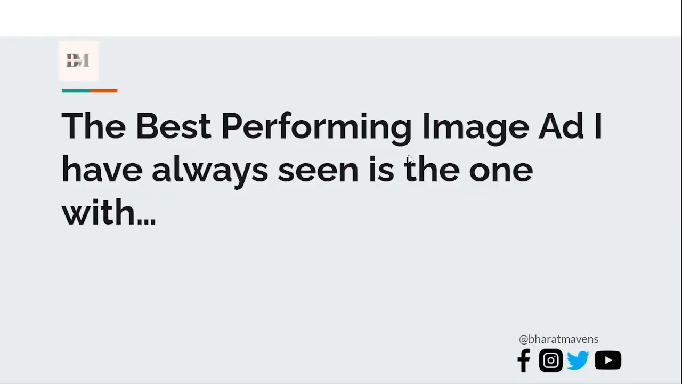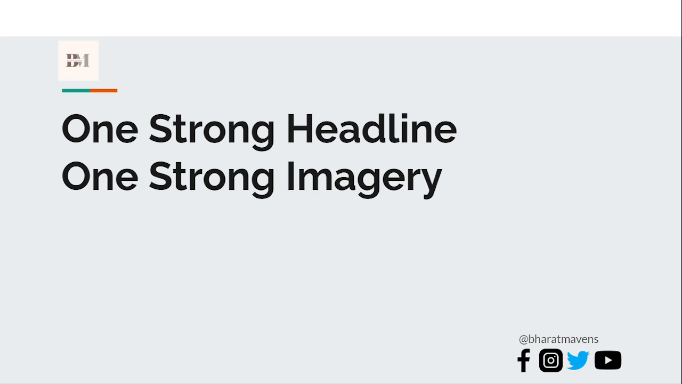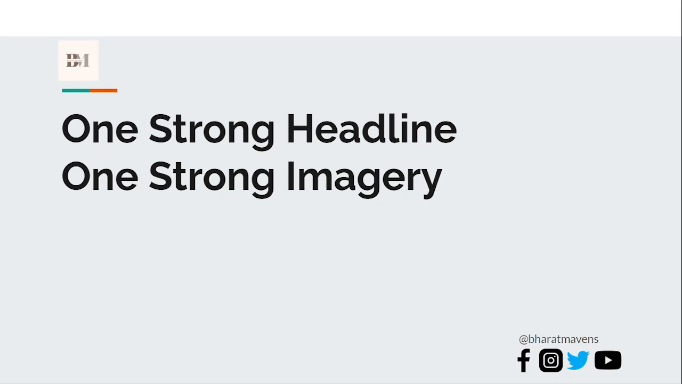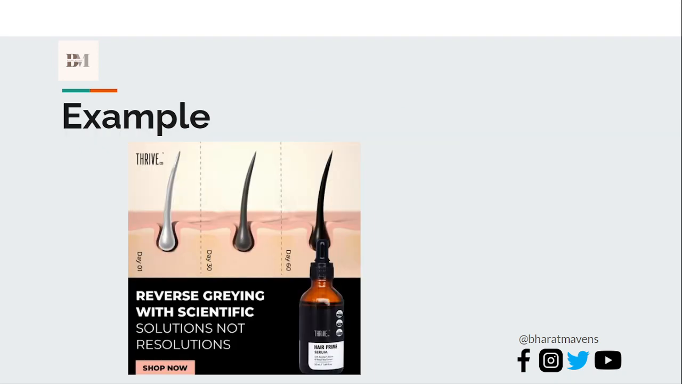The best performing image ad I have always seen is the one with one strong headline and one strong image. It's always the same template which is followed across image ads. For example, this one has a very strong visual and the text is also very strong, which explains the visual. It's not explaining the same visual which is already seen.